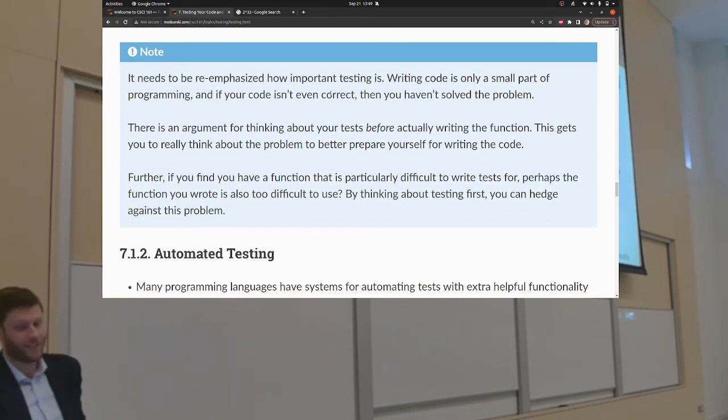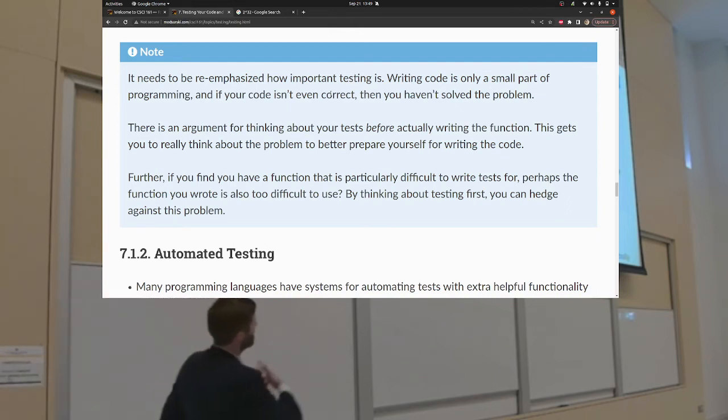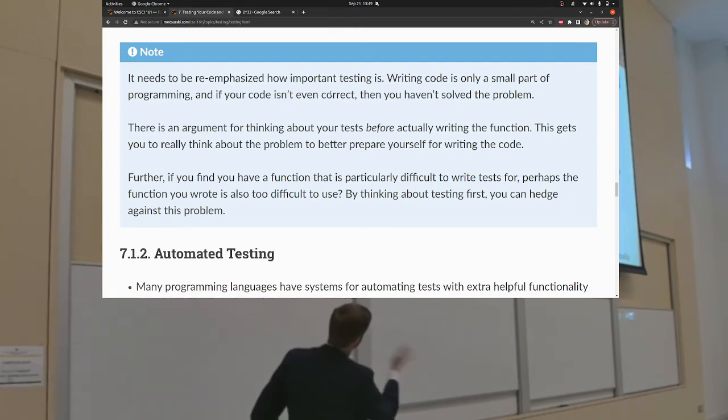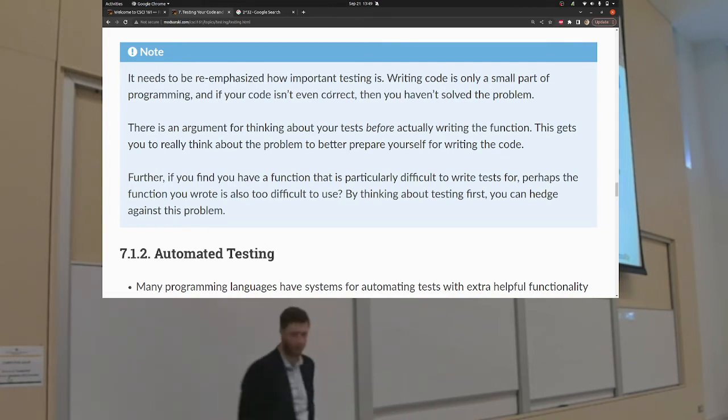Okay, I can't emphasize this enough. Writing code is only a small part of programming. If your code's not correct, you haven't done anything. You haven't solved the problem. I say solve a problem, you say I wrote the code. I say is it right? And it's not. You haven't solved the problem. You're wrong. You might as well have not done anything. There's an argument about thinking about tests before actually writing any of your functions. Let's not worry about that right now.